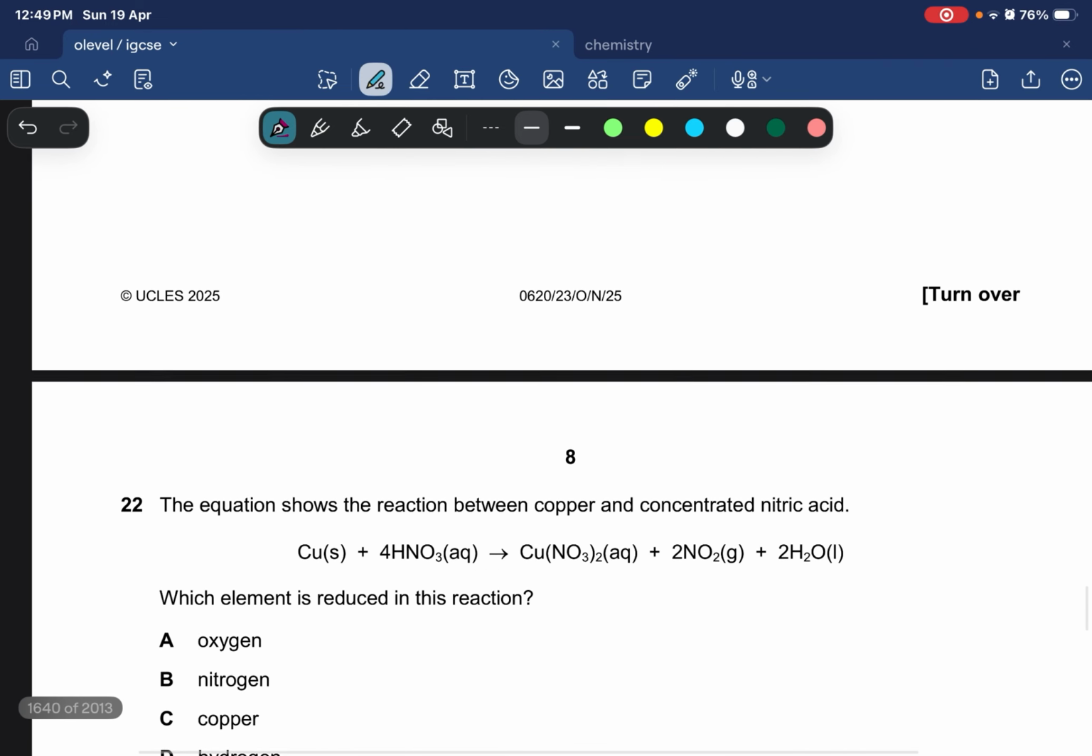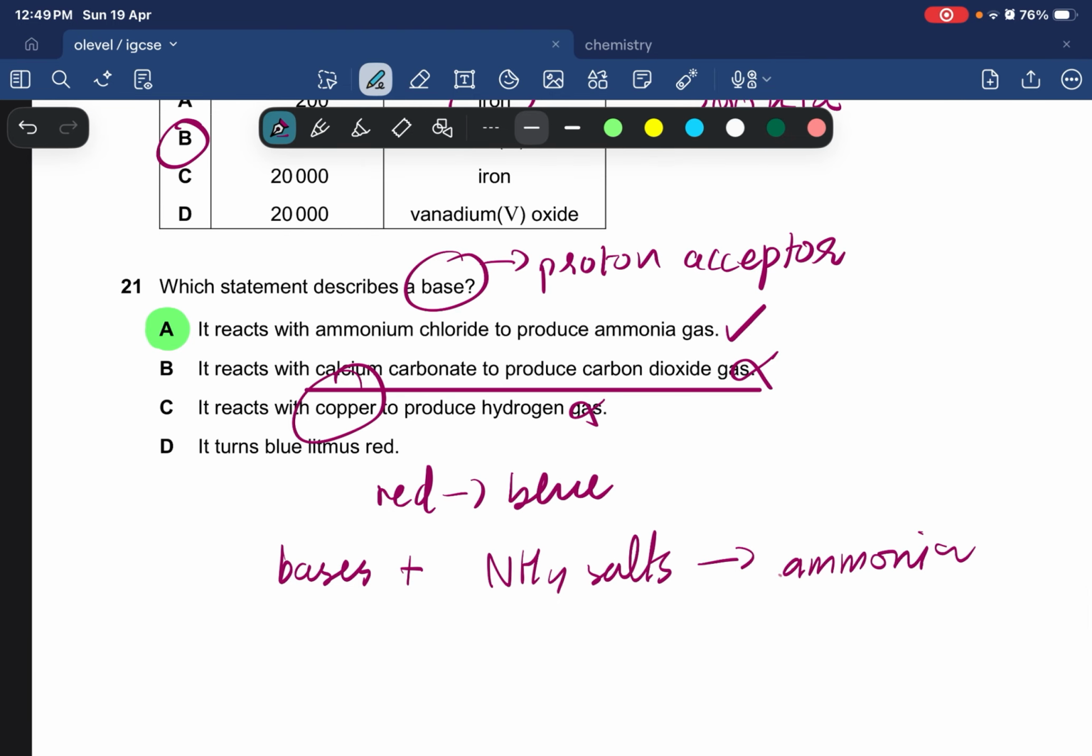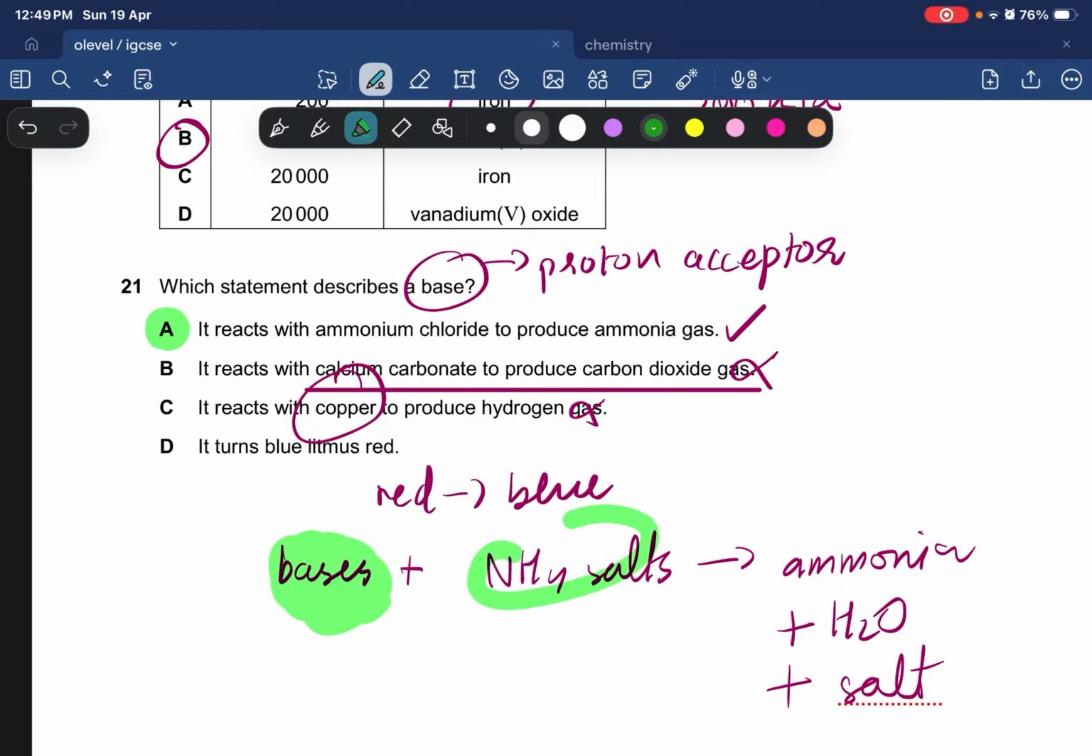Okay, so option A. It basically releases ammonia plus water plus a salt. This is a reaction you should know, that bases or alkalis react with your ammonium salts to form ammonia plus water plus salt.